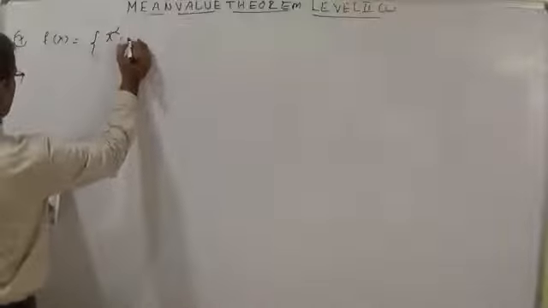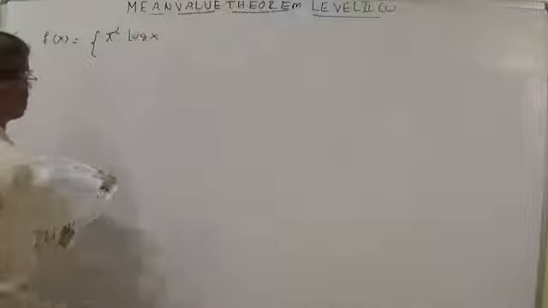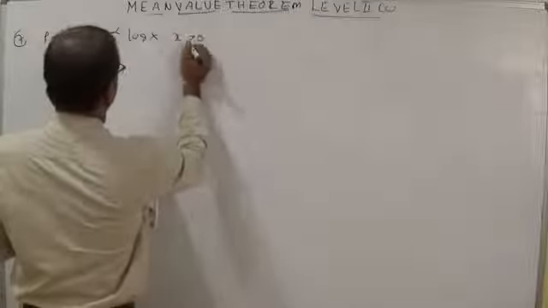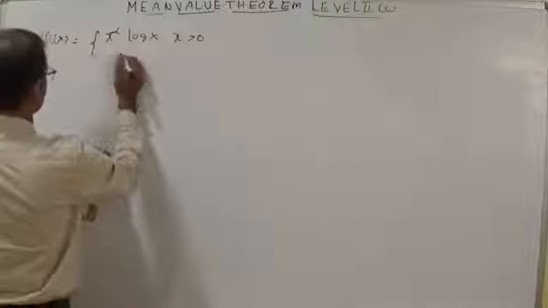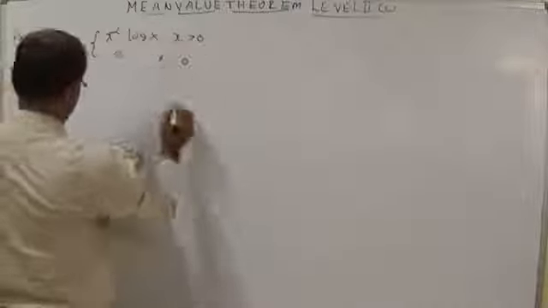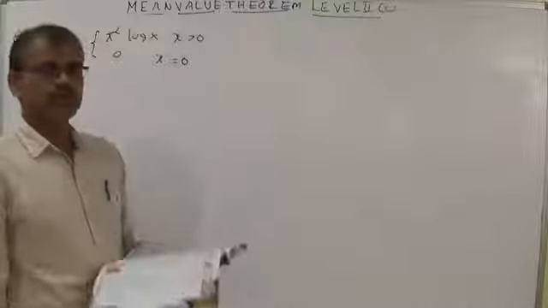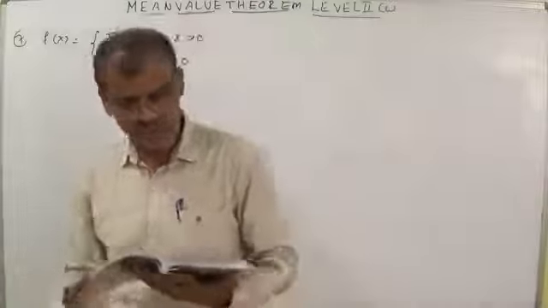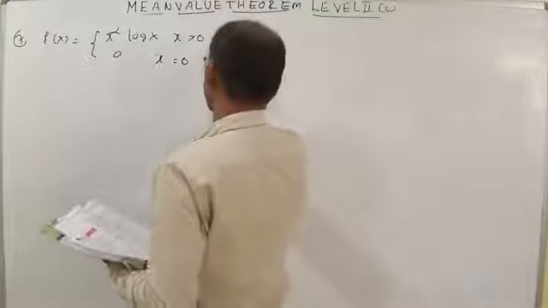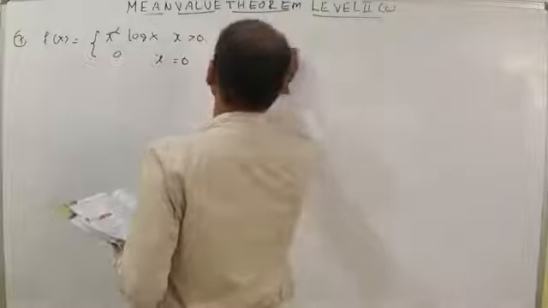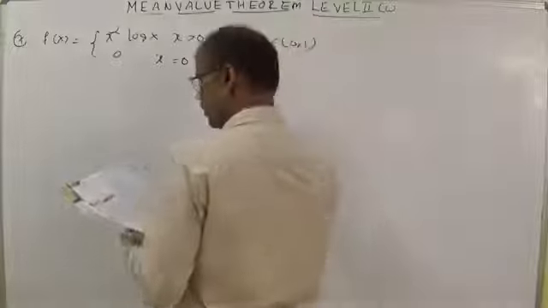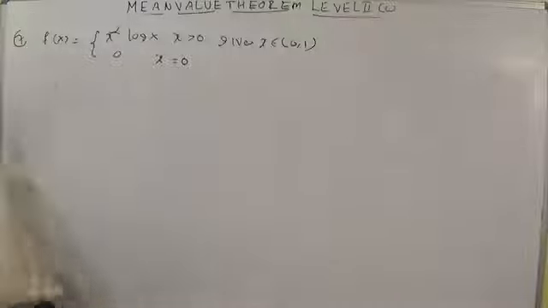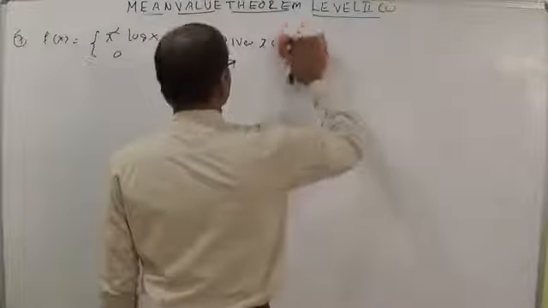f(x) is given as x^alpha into log x, x greater than 0, and 0 when x = 0. He is directly saying that Rolle's theorem is applicable. Whenever Rolle's theorem is applicable, the given value is x belongs to the closed interval [0, 1].